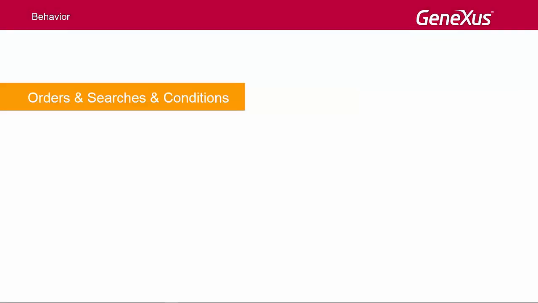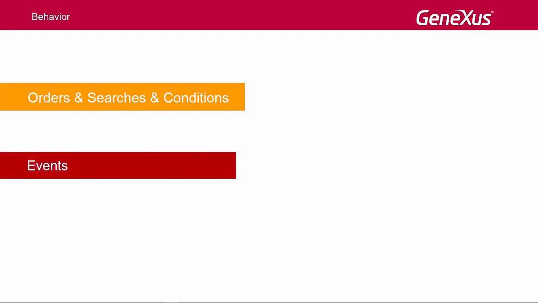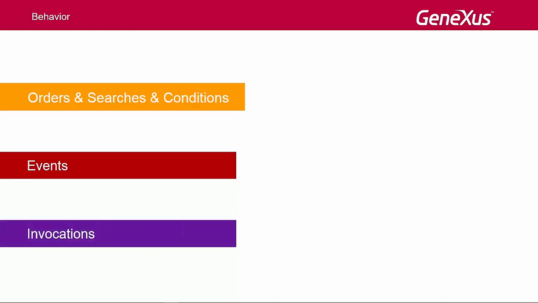In this section, first we will see how to sort data, make searches, and set filters. Next, we will talk about events, which are actions triggered by users, and how the application responds to these actions. Lastly, we will learn how to make invocations between smart device objects.